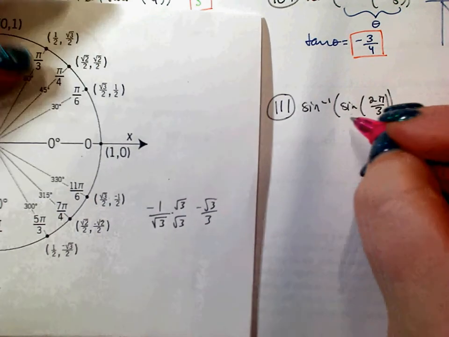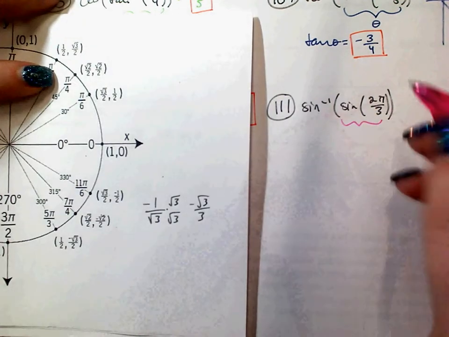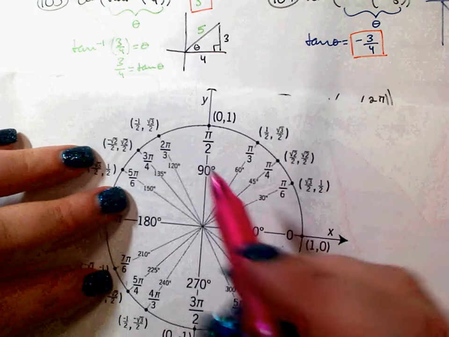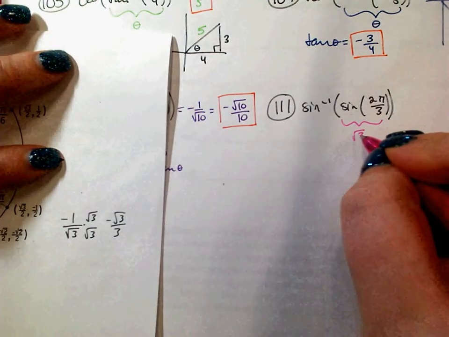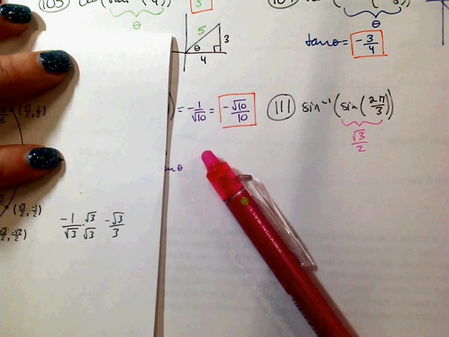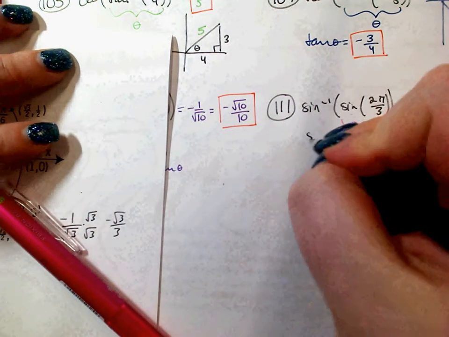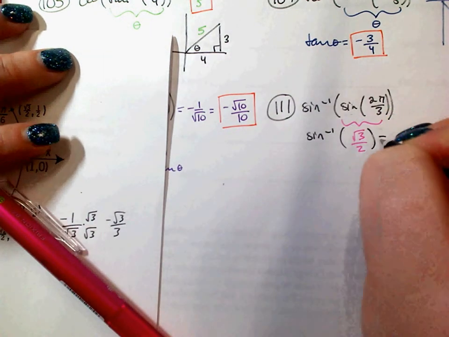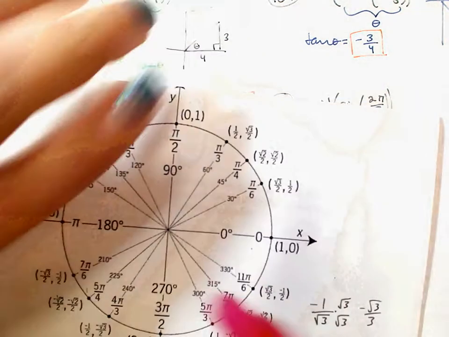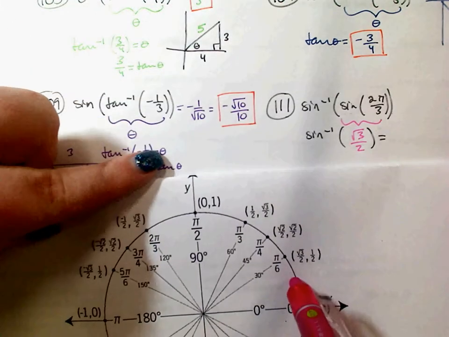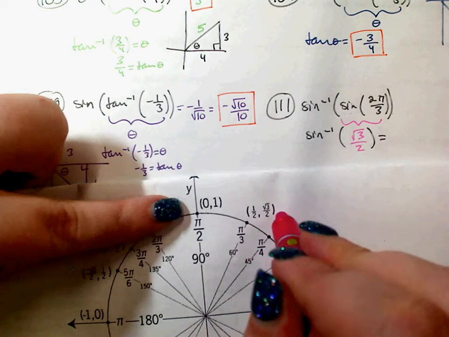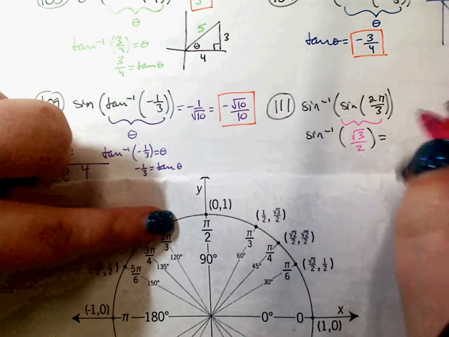So sine of 2 pi over 3 is square root of 3 over 2. So when I ask you what is sine inverse of square root of 3 over 2, you have to recognize that sine inverse only exists from negative pi over 2 to pi over 2. Sine is square root of 3 over 2 at pi over 3. So the answer would have to be pi over 3.